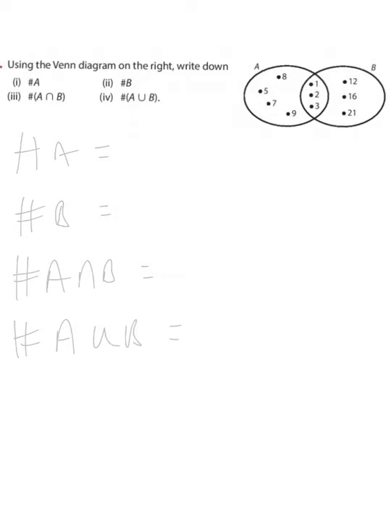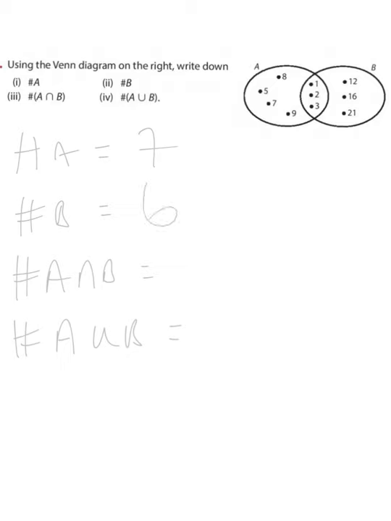Okay, so remember with A, the cardinal number of A is just counting the elements, and A is all of this. So I have 1, 2, 3, 4, 5, 6, 7 elements in A. So we simply write down that the cardinal number of A is 7. Dealing with the cardinal number of B, remember B is all of this set here, so we just count how many elements are in B. So 1, 2, 3, 4, 5, 6. So there is 6 in B.